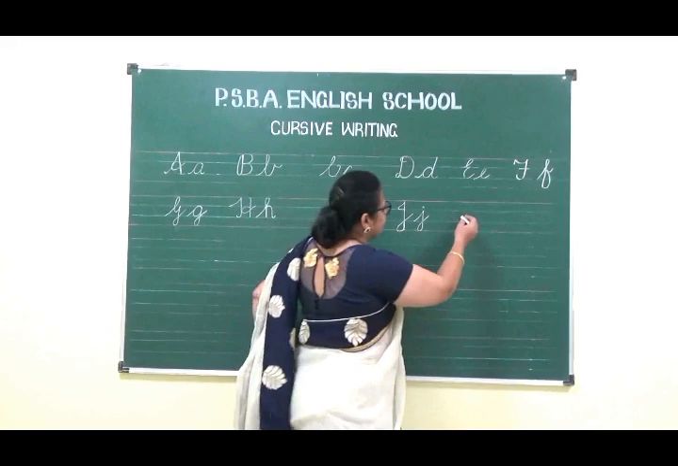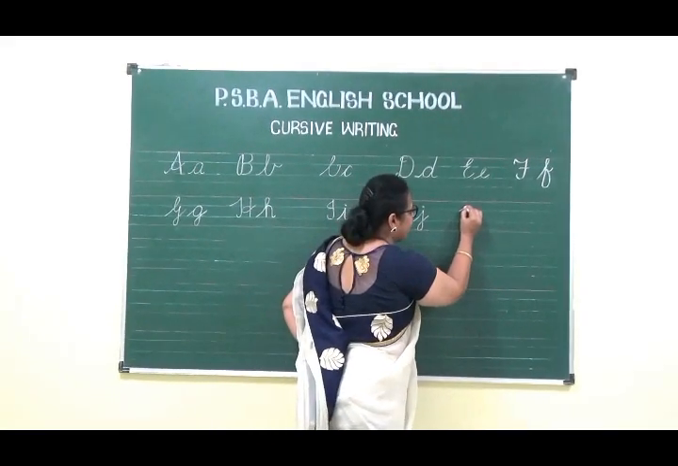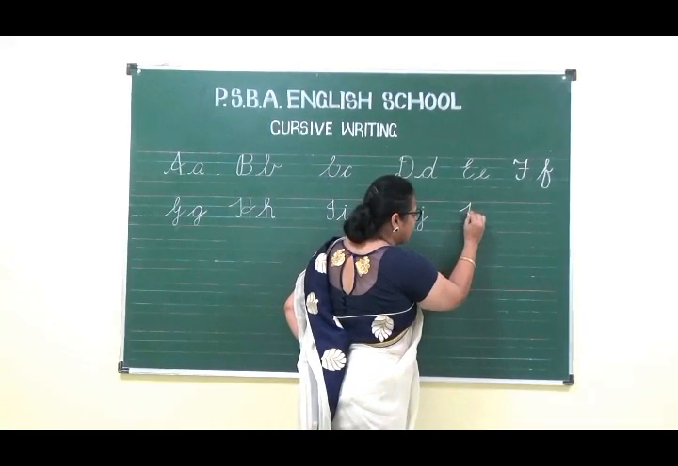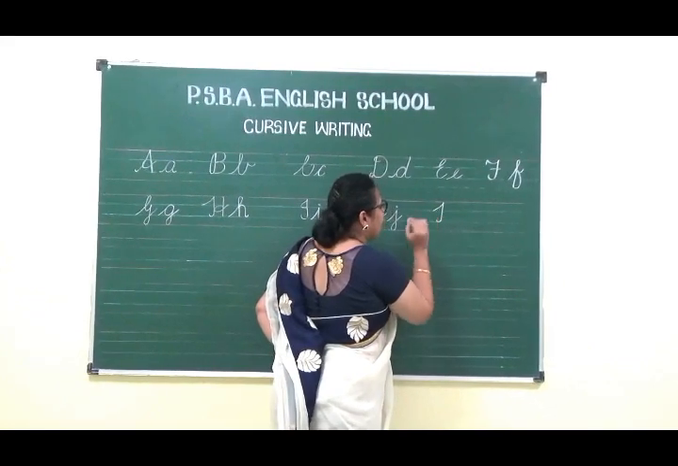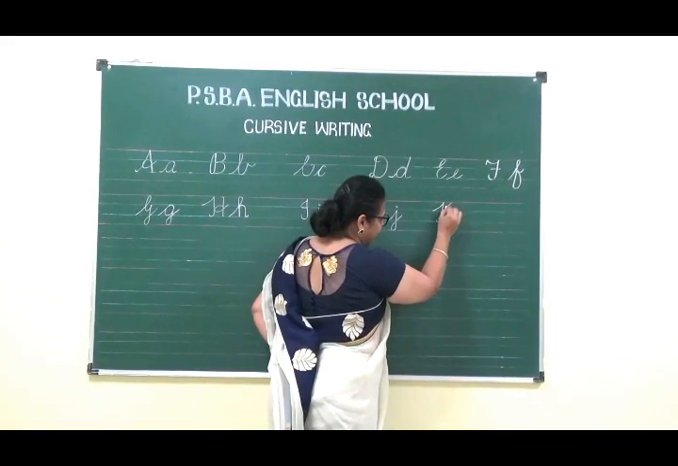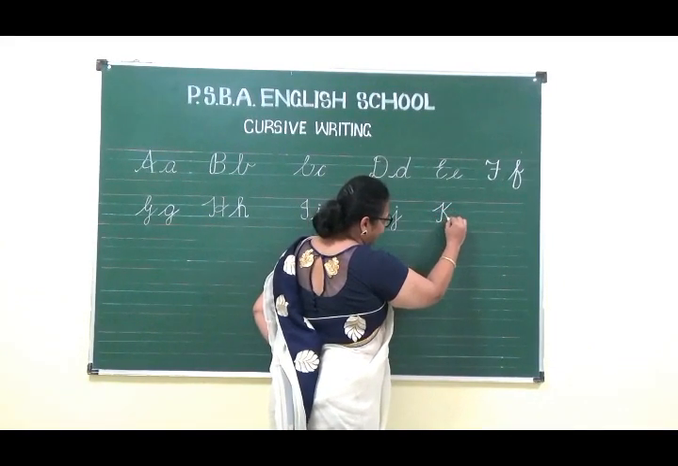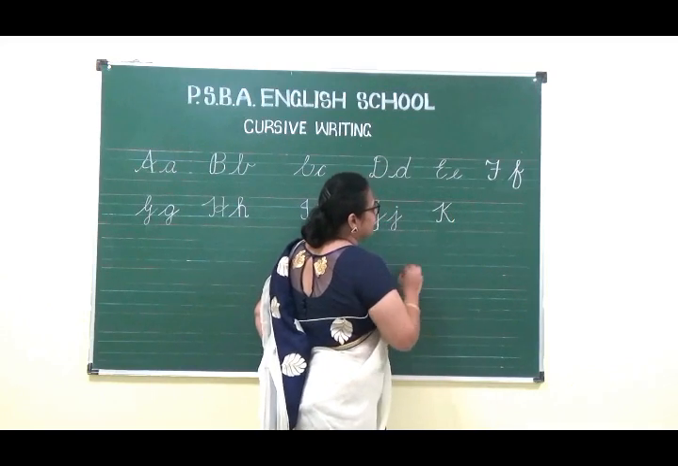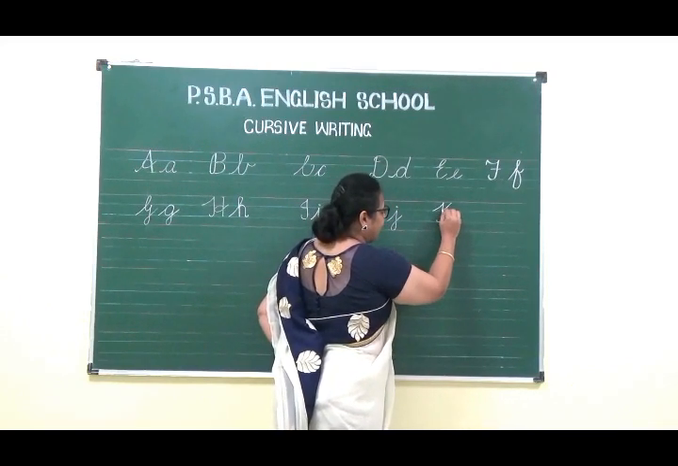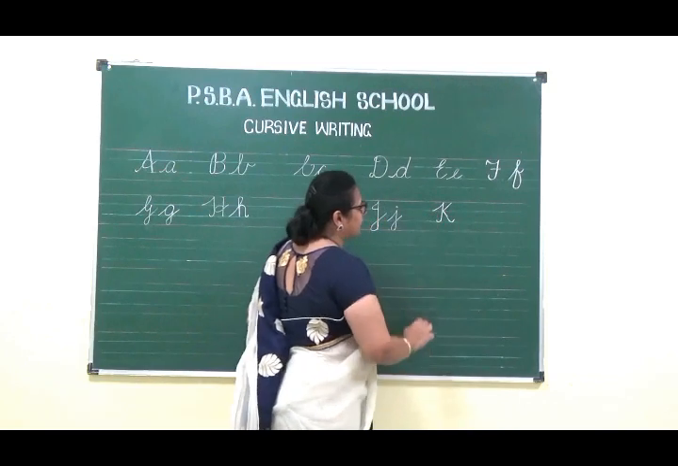Alright? So you have to draw from the second line a slanting line to the first line, go down to the third line, make a curve, draw one slanting line and then another slanting line as well. This is letter K, capital cursive letter K.